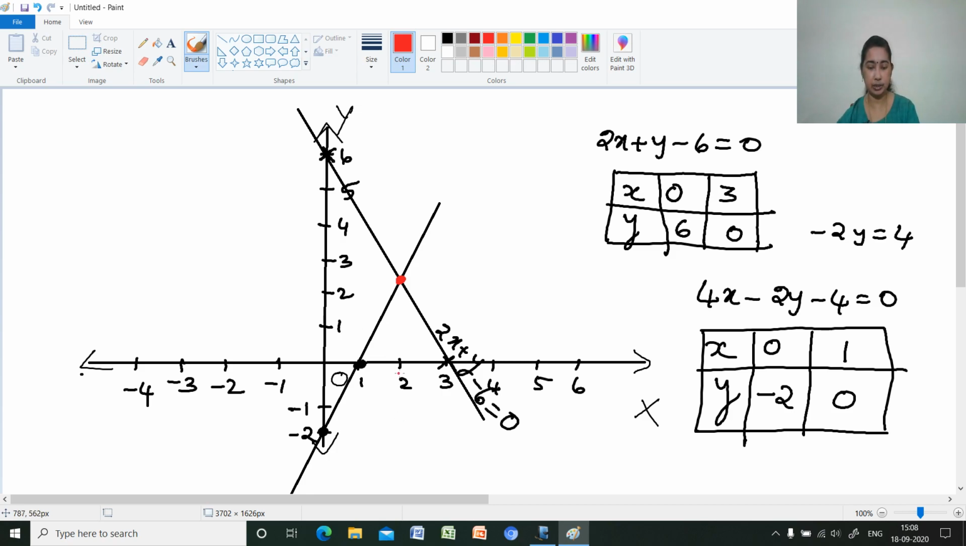Now here, since I haven't taken the correct values, there will be some changes. Anyway, the solution here is x equal to 2, y also 2, but here the marking is different. So anyway, the solution will be 2, 2. Just see, if I am putting x equal to 2 and y equal to 2, 4 plus 2 is 6, 6 minus 6 is 0. Here also if I am putting x equal to 2, 8 minus 4, that is 4, 4 minus 4 again 0. So this meeting point is 2, 2. That is the solution for these two equations.